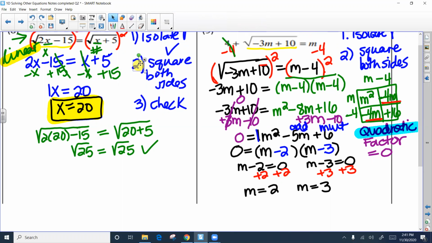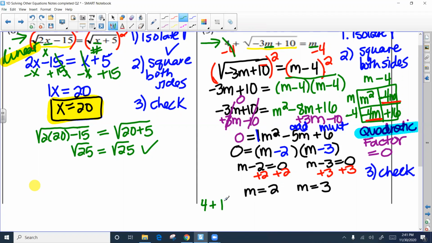Okay, but don't forget, I'm not done yet until I check. So the last step is to check. When we check, we need to plug in the numbers into the original equation. And I actually am going to plug in the numbers separately. So I have to plug in both. Okay. So if I'm plugging in the 2 first, notice there's actually 2 places where there's an m. So I have to plug in the 2 to both places. Okay. So here's what it looks like.